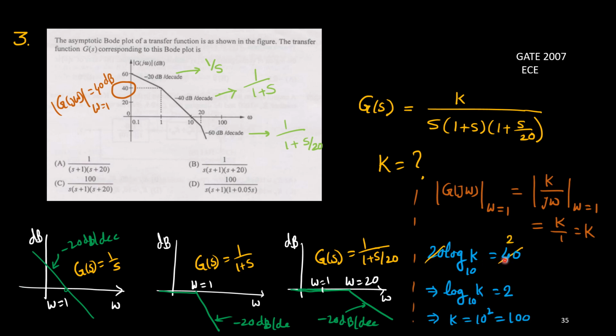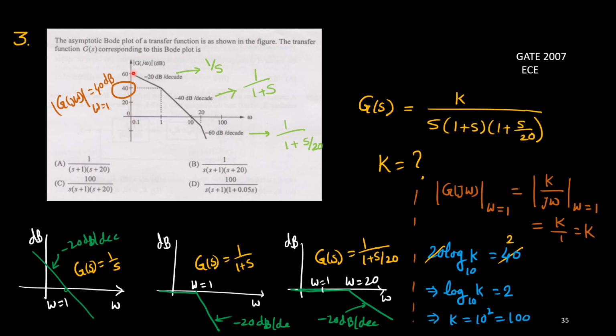So this 20 and 40 cancel by 2. Okay, so log k base 10 is equal to 2, so k equals 10 squared, which means 100. So k equals 100, and I can replace k with 100. You can see that we can find k equal to 100 from this point. Similarly, we can find the k value from this point as well.